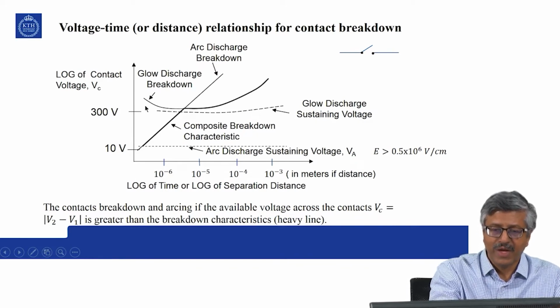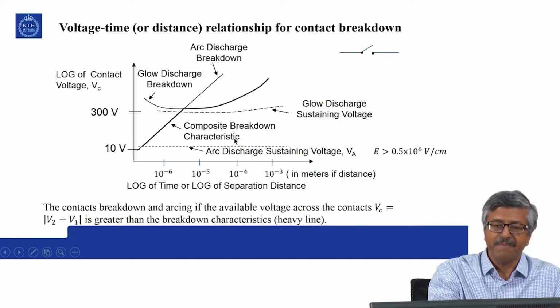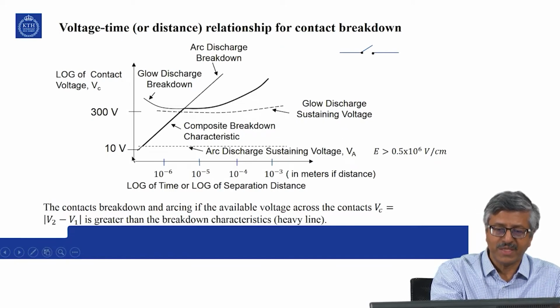So, above this value you have a sustained glow discharge, and once an arc is formed, you have a sustained arc discharge voltage. So, ideally you want to operate the switch below this curve. This is a composite breakdown curve.